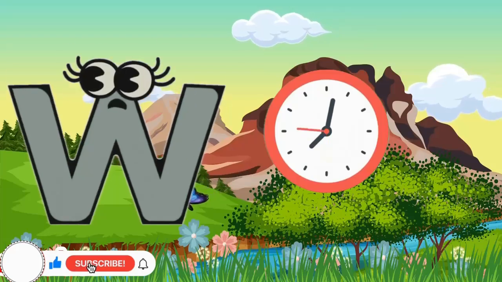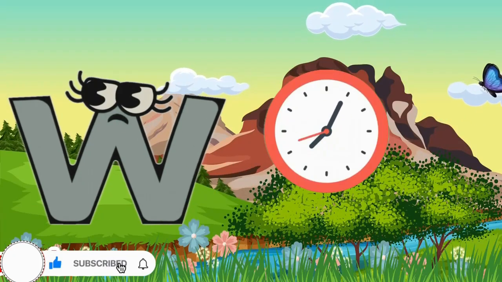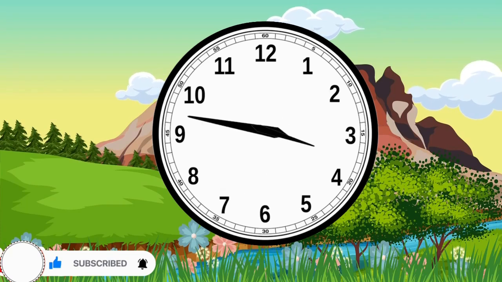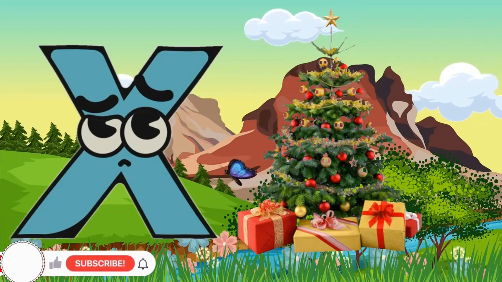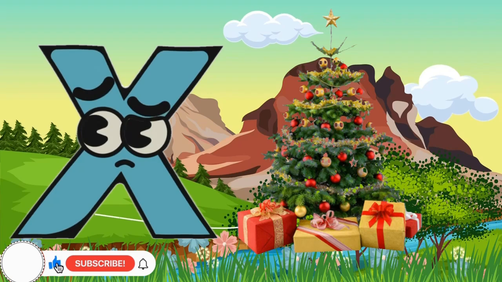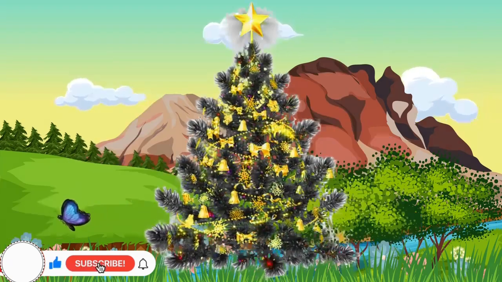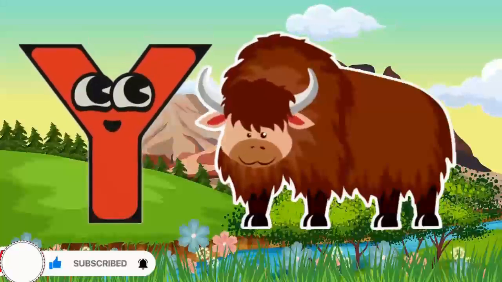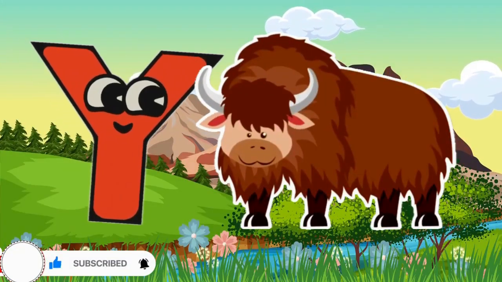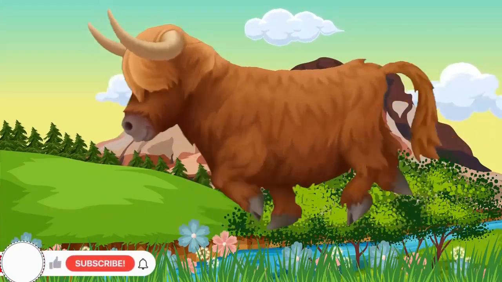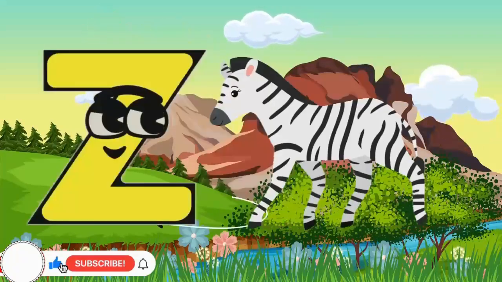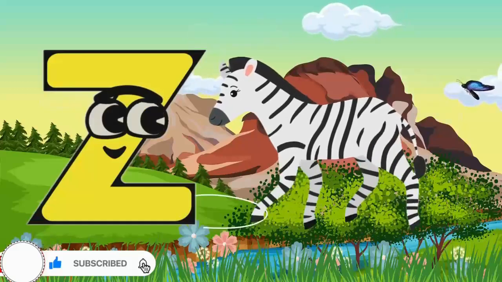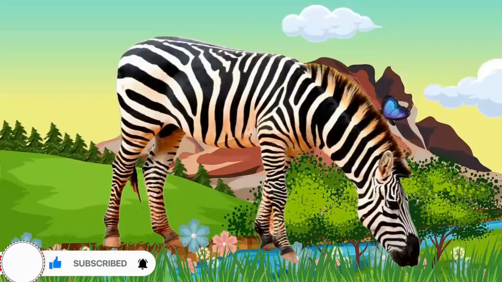W for watch. Watch means Ghadi. X for Xmas tree. Xmas tree means Xmas tree. Y for yak. Yak means जंगली जैसा. Z for zebra. Zebra means Zebra.